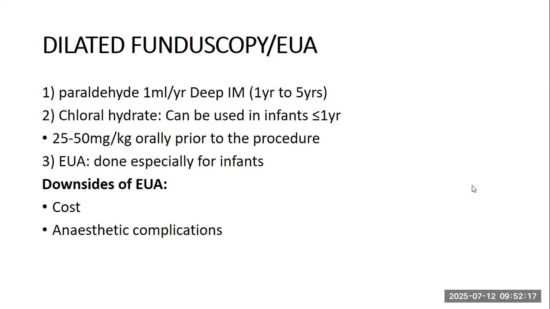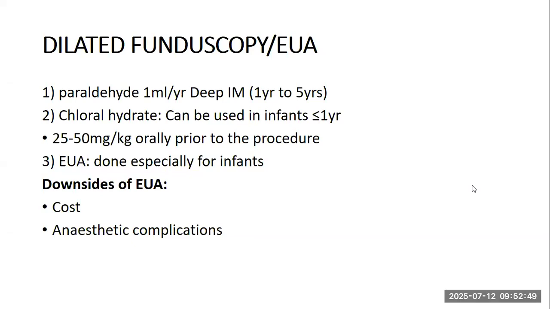And for children who are not cooperating, we do EUA, but because of the side effects of anesthesia and the cost, just because you want to examine for strabismus, a child is paying 100,000 as anesthetic fees, theater fees, this and that, for something you could easily have done on the table. So we usually leave that till we have done everything possible to examine the child on the table, but we're not getting adequate results. Then we'll take the child to the theater. So there are lots of anesthetic complications that we don't want to have.